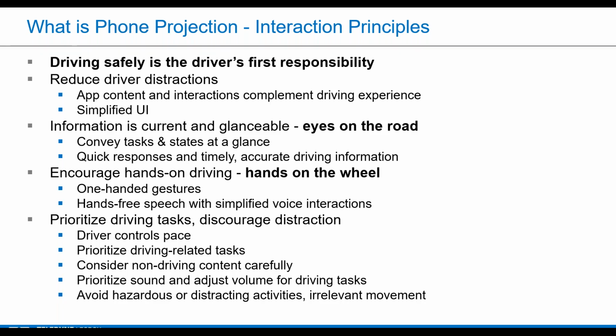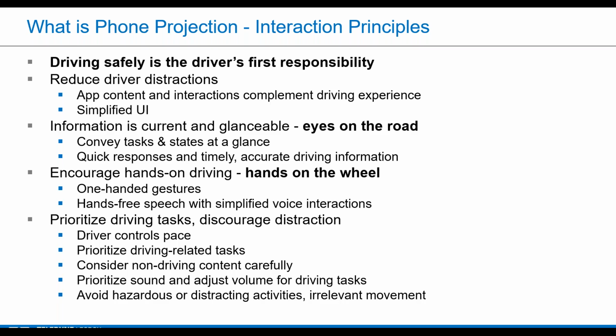But how do we achieve eyes on the road and hands on the wheel? Firstly, we need to reduce driver distractions. App content and interaction should complement the driving experience. We need to make sure that the information is current and glanceable, which gives you the eyes on the road. That's by conveying tasks and different states at a glance, and allowing quick responses with timely and accurate driving information. We encourage hands-on driving, which is the hands on the wheel.